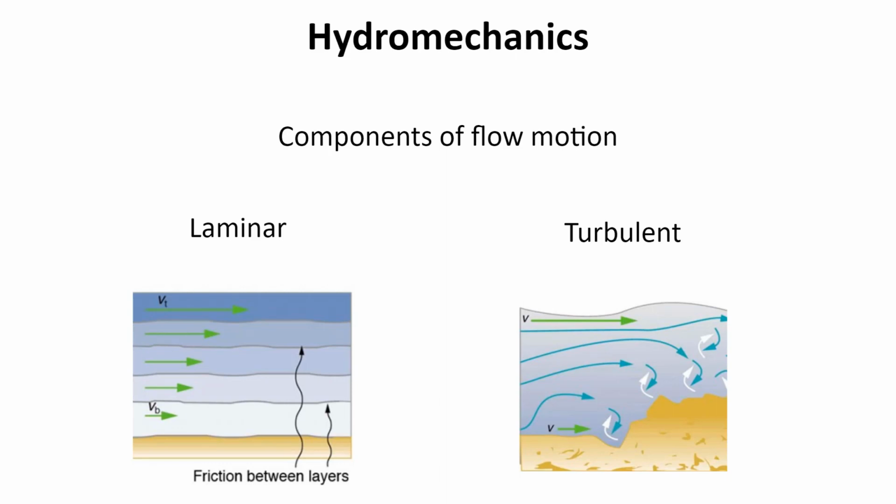Another area of using water for physical therapy is called hydromechanics. Essentially, hydromechanics thinks about two or three different components of flow motion of the water. The first is known as laminar flow, and the laminar flow is shown on the left-hand portion of the slide. Here you can see that all the water is running parallel to each other. This happens during very slow motion, and during this slow motion, there's relatively little friction between the different layers, all running parallel to each other.